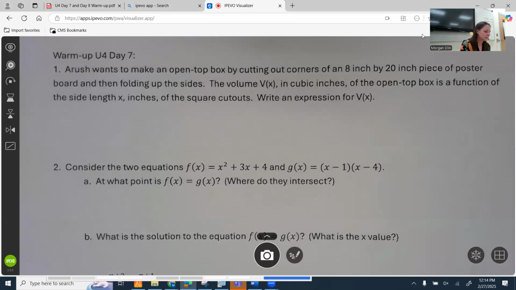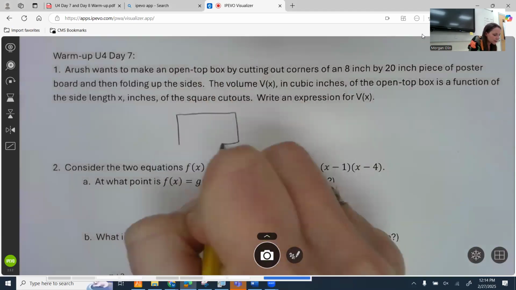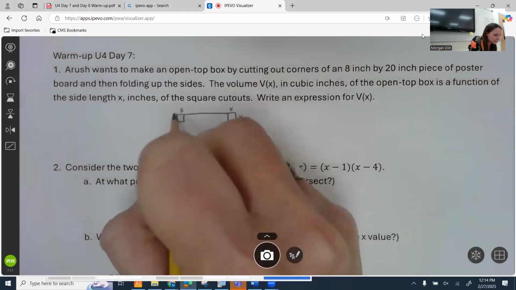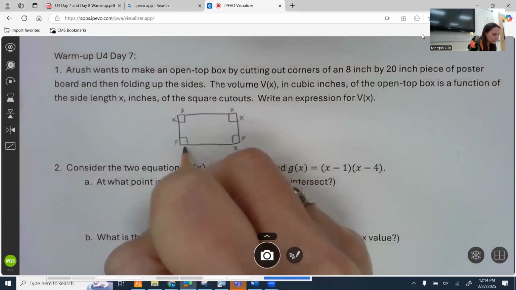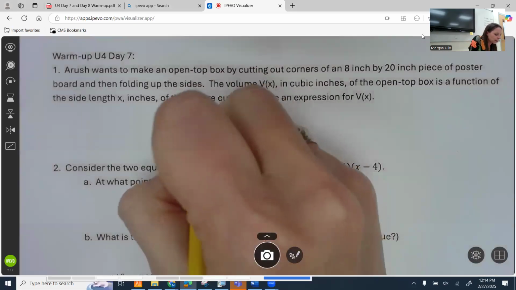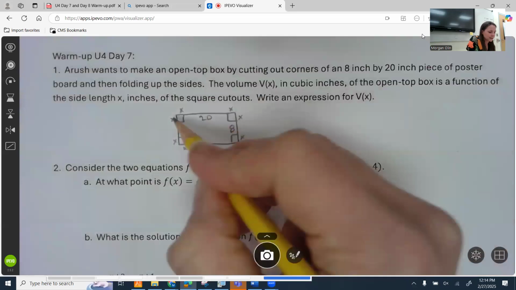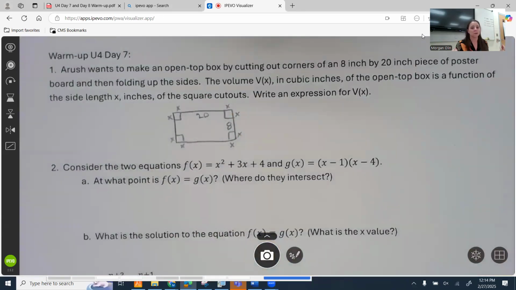If you remember when we did this, we had a rectangle, and we cut out these squares right here, and that's what they're calling X. And you cut them out and you throw them away. And then you fold up the sides and it makes this open top box. They're saying this whole thing is 20 and this whole thing is 8 on the side, the original thing. So how much is this side once I take the squares away?